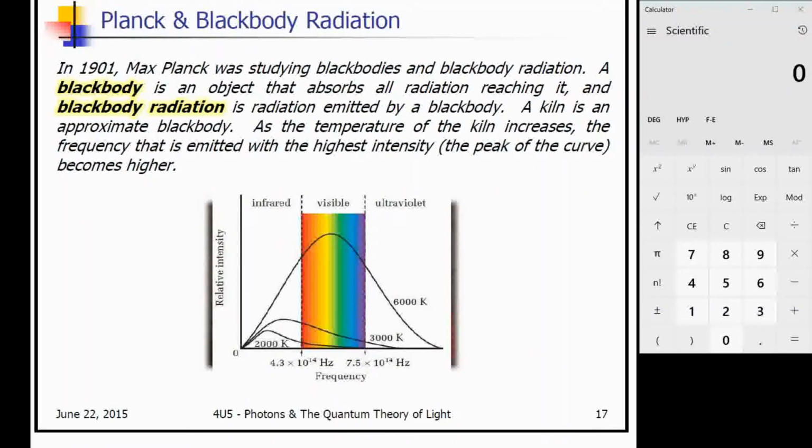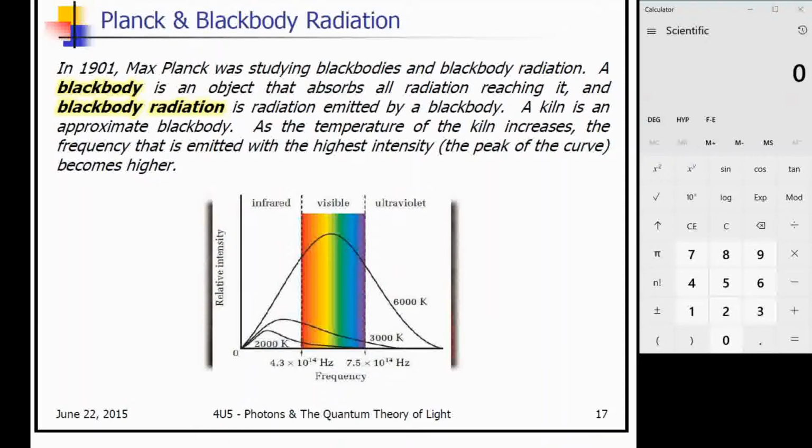So to go through Max Planck's work a little bit here, this was in 1901, a little before Einstein proposed the photon theory of light. Max Planck was studying blackbodies and blackbody radiation. A blackbody is an object that absorbs all radiation that reaches it. Blackbody radiation is the radiation emitted by a blackbody. You could think of a blackbody as a very large heat source. The sun, for example, is a blackbody. The radiation that goes into our sun gets completely absorbed, but the sun emits radiation. That's a type of blackbody radiation.